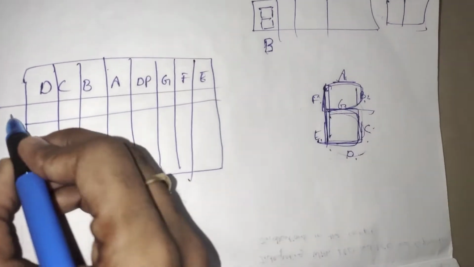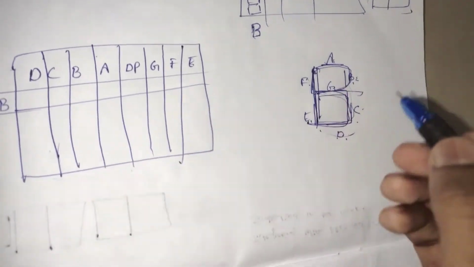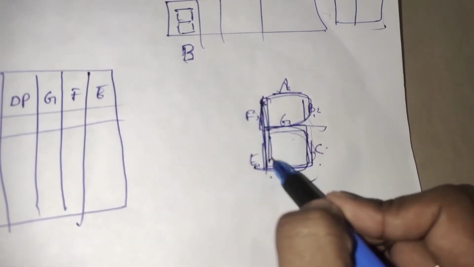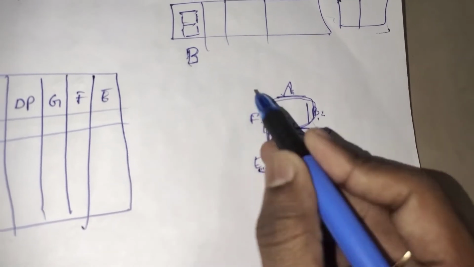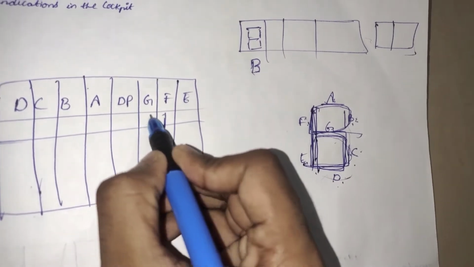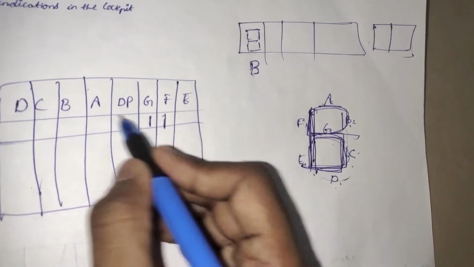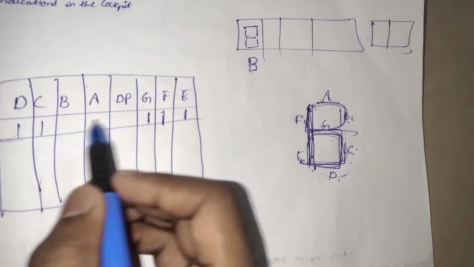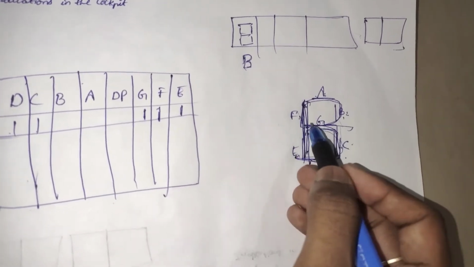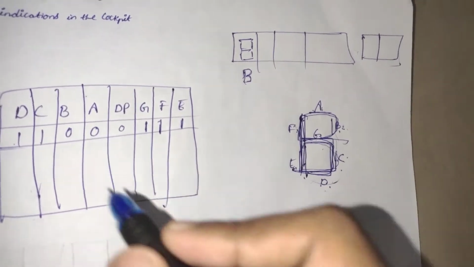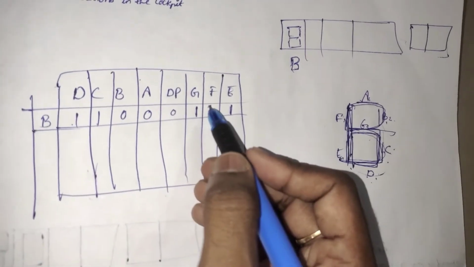So for the first letter b, we are writing the code. F, G, C, D, E: for all these segments to glow, we need to take 1. So if you are keeping 1 over these segments, they will glow. And the other segments A and B, you need to keep zeros. And the DP is also 0. So this is how the code works.